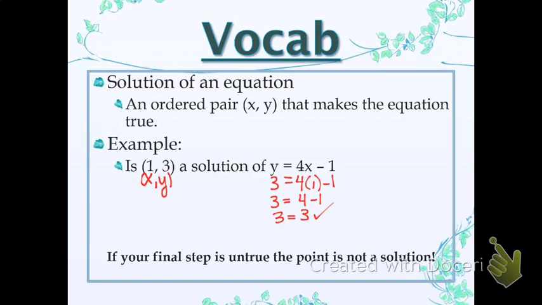However, if I had done a similar problem and at the end my answer might have been something like 3 = 5, well then that would be no, that ordered pair would not have been a solution to that equation.